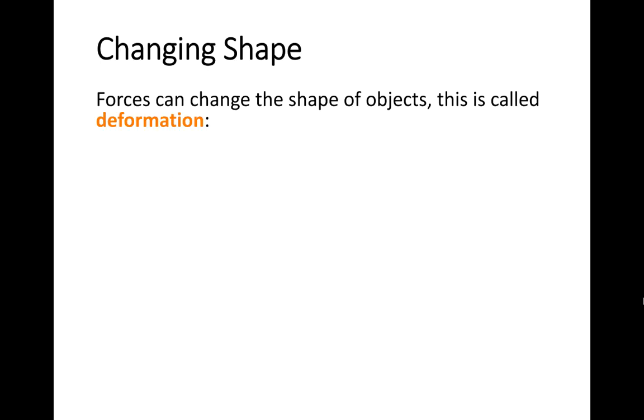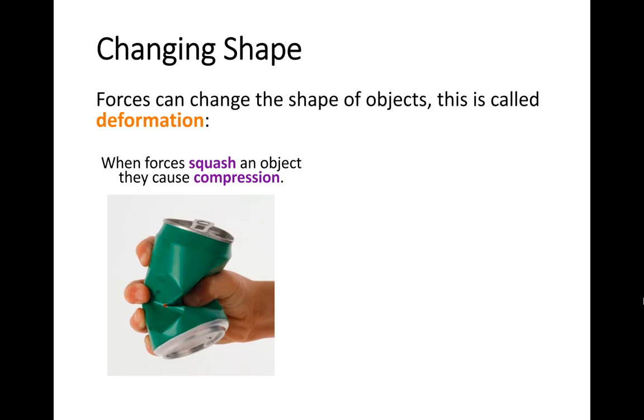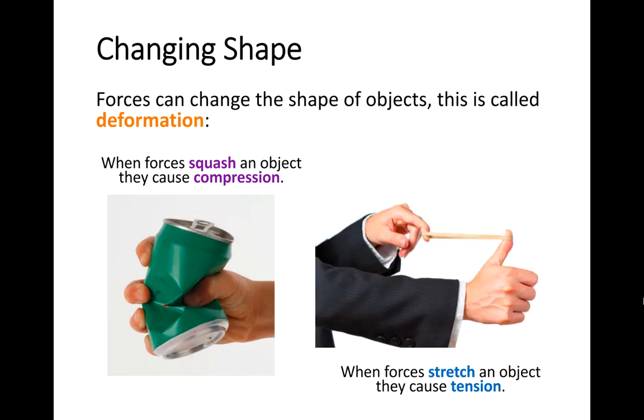As you already know, forces can change the shape of objects and this is called deformation. There are two ways they can do this. So when forces squash an object, they cause compression. For example, when you squash a can. Forces that stretch an object, they cause tension, like stretching an elastic band. Both of these forces cause the object to deform or change shape.